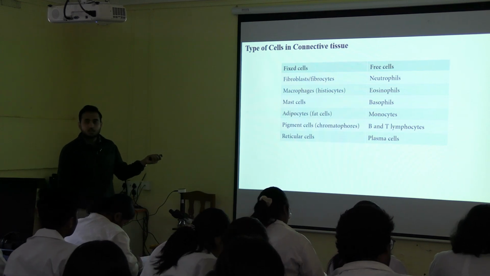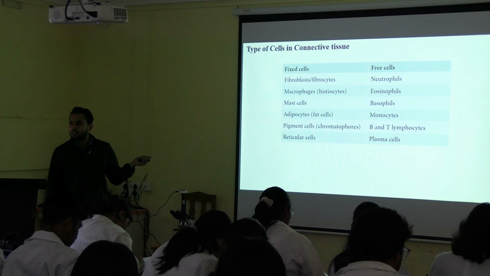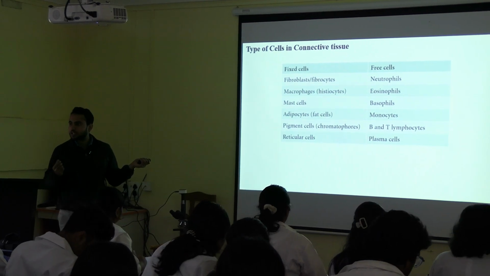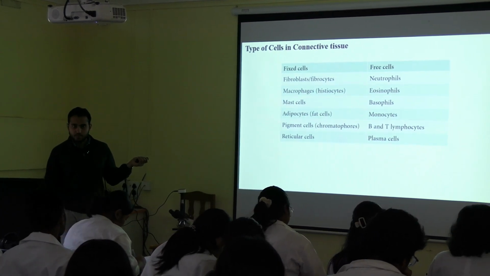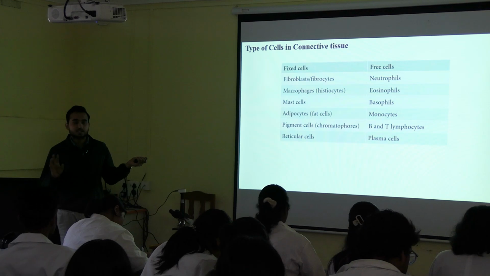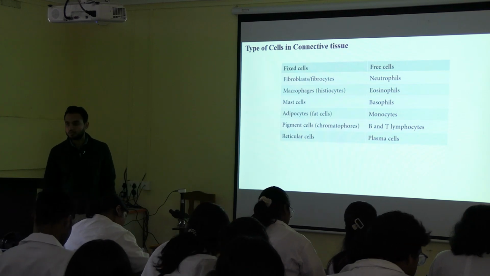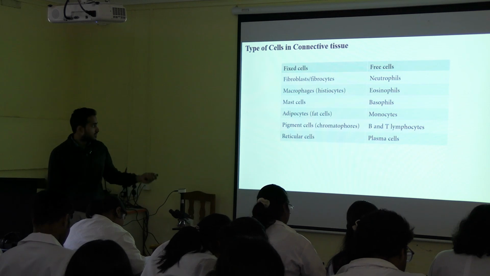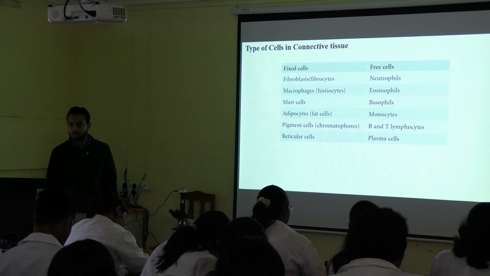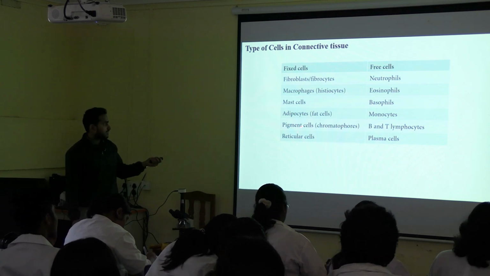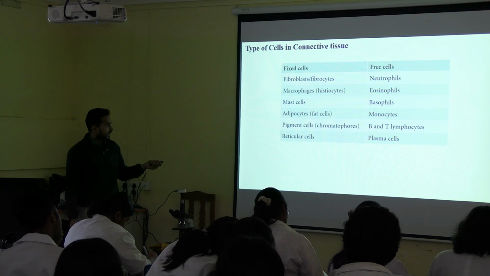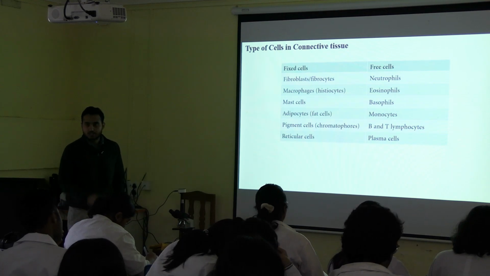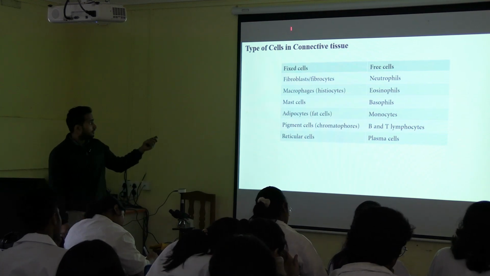These adipocytes: while doing the dissection, have you seen yellow colored things after removing the skin? Everyone, you have noticed that? Okay, that is nothing but the adipose tissue, and it is made up of these adipocytes, fat cells. Next, pigment cells are there, also called chromatophores, and then reticular cells. So these are the list of fixed cells.